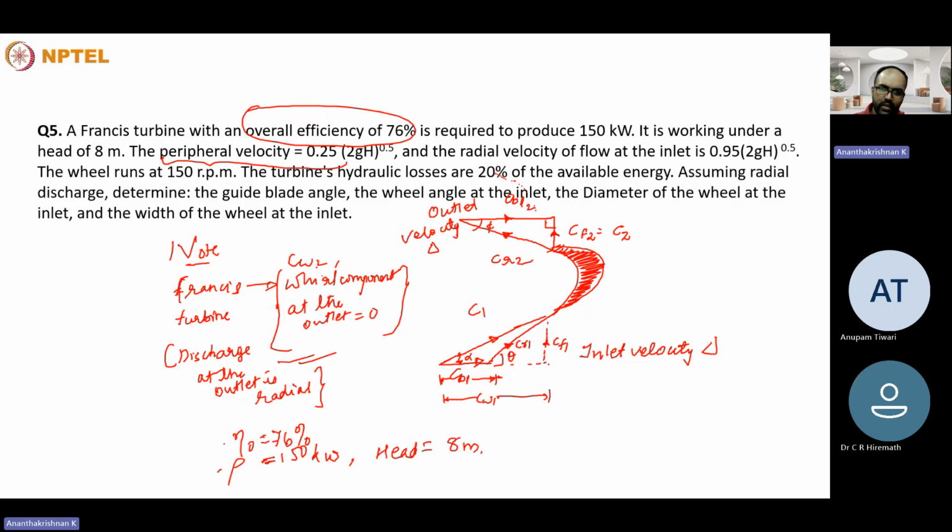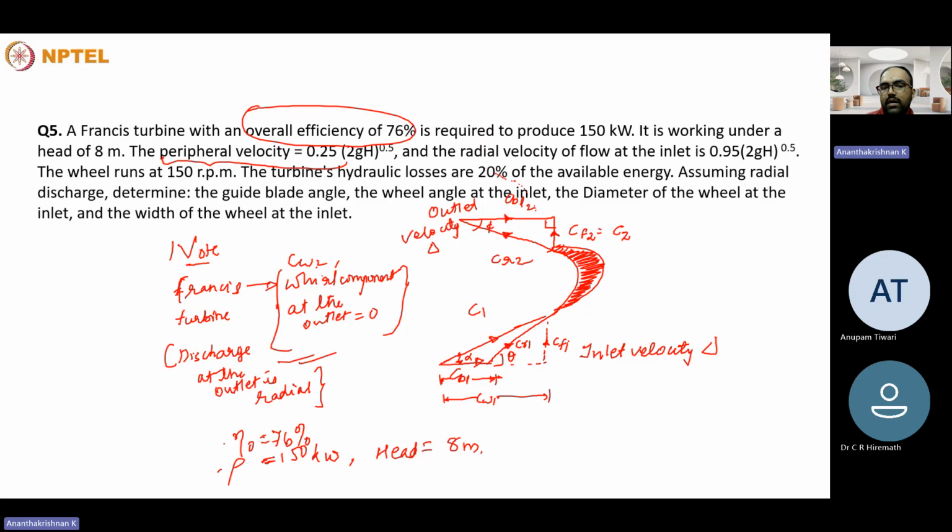For that, if you take tan alpha, CF1 divided by CW1 will give the tan alpha component. So CF1, you can directly calculate the radial flow velocity at the inlet as 0.95 into root of 2gH. But the other component CF2 will be equal to the actual velocity at the exit, because it's a Francis turbine where the outlet will be purely radial in nature.